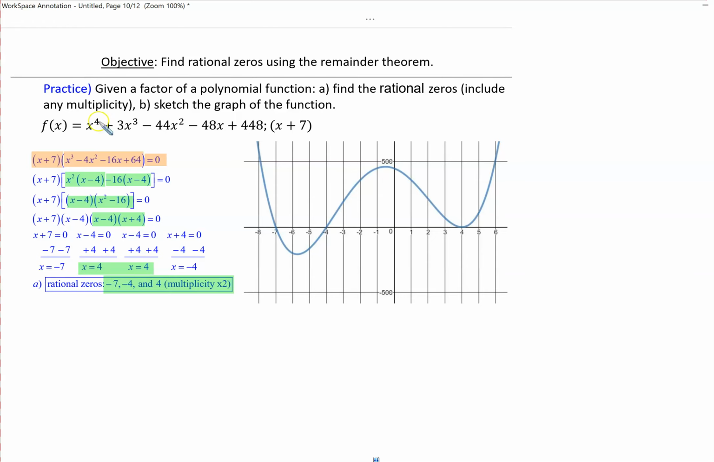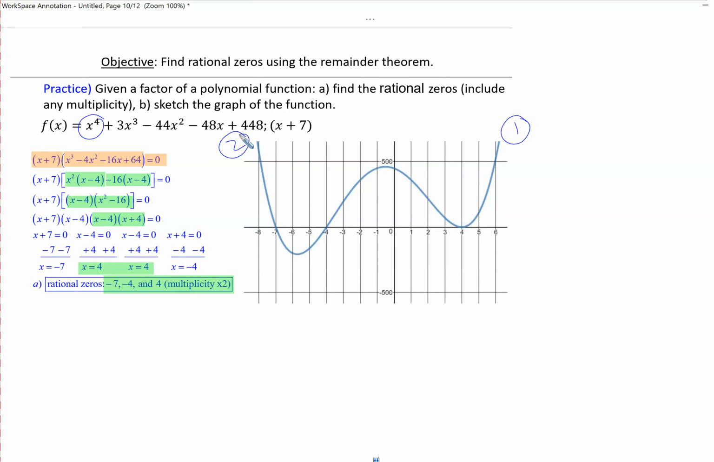And your end behavior comes from your first term, x to the fourth. So it's a positive 1 leading coefficient, which means our right end goes to positive infinity. Being a quartic, fourth power, that means both ends have to go the same direction. So our left end also has to go to positive infinity.